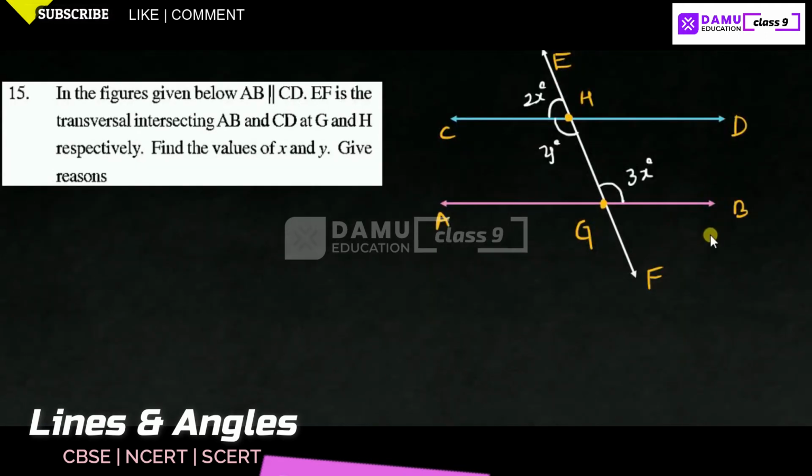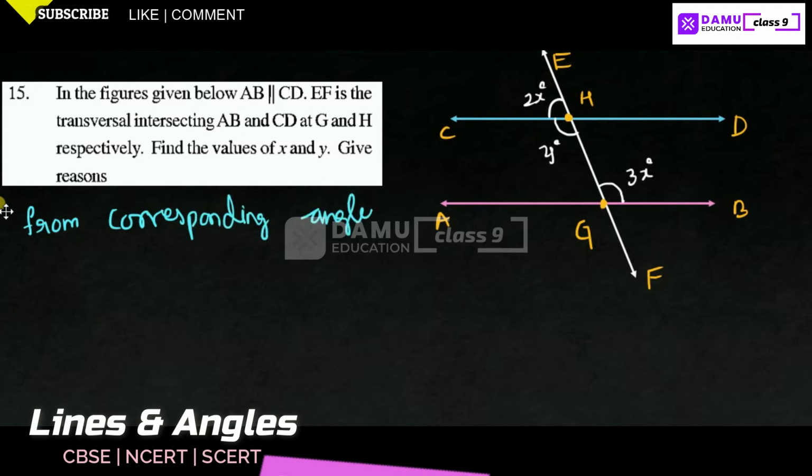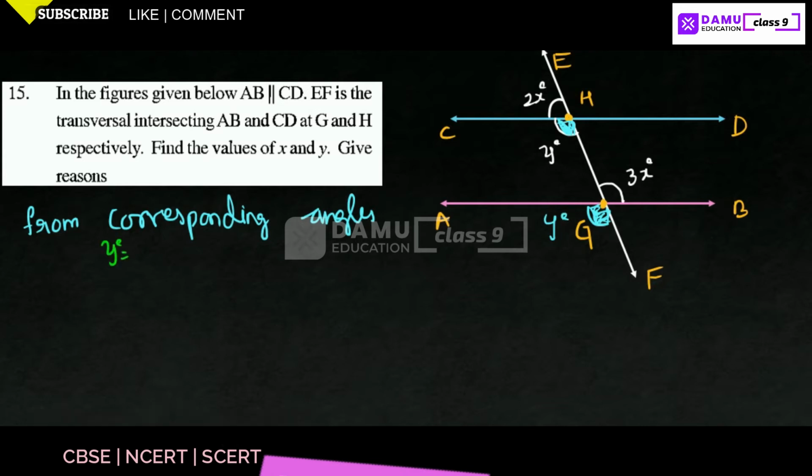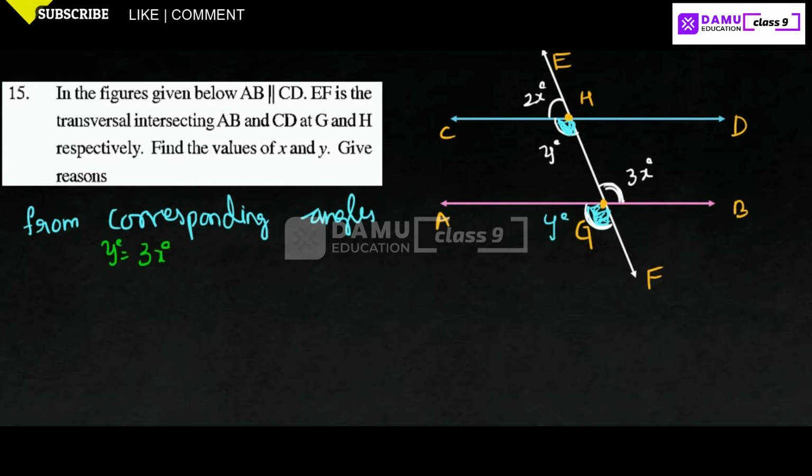So this question we can solve in another way also. From corresponding angles, this y degree will be corresponding to this angle. So here it is corresponding angles for this one. So y degrees will be equal to 3x degrees, because this angle y and this 3x will be equal by vertically opposite angles, which are equal.